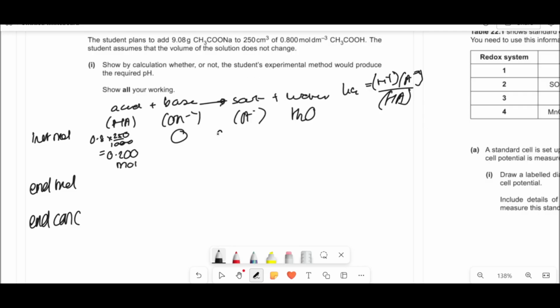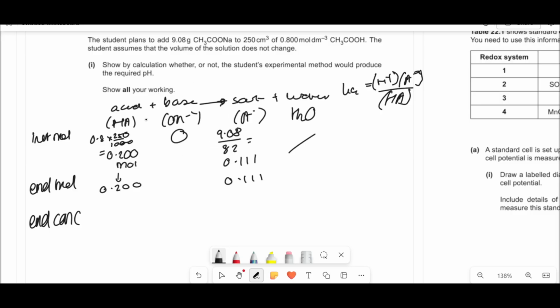We need to work out its moles. So it's going to be 9.8 divided by the Mr of this, CH3COONa, which is 82. If you do that, you end up getting 0.111, right? And then water we don't care about. Now, these two are not going to react. There's nothing for this to react with. So at the end, we're still going to have 0.200, and then here we're going to have 0.111.